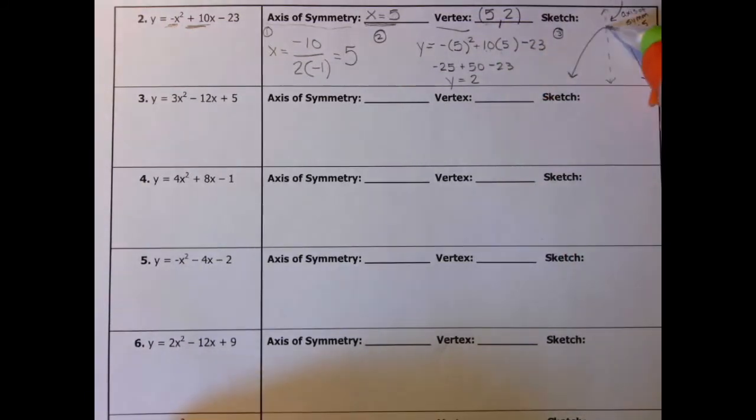and then we also want to add in our vertex. So the vertex is going to be that maximum point where it changes direction. And we're going to write in that ordered pair, so I have (5, 2), and I'm going to label that as my vertex.